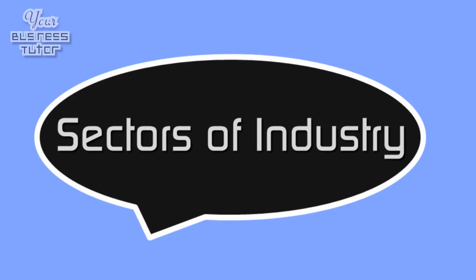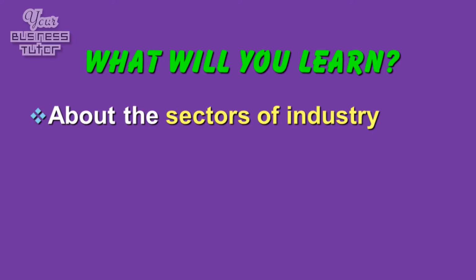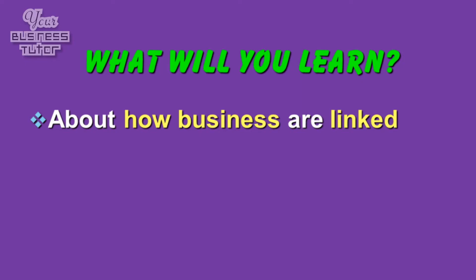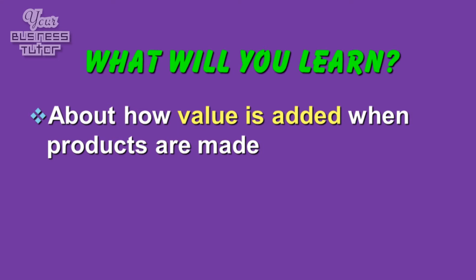So today's presentation is going to start with a really strange question, which is, how do fish fingers get onto your plate? And the simple answer to that is today's presentation, sectors of industry. So what are we going to learn in today's presentation? First of all, we're going to find out about the different sectors of industry. After that, we're going to find out how those sectors of industry are connected or linked in what's called a chain of production. And then finally, we're going to find out how value is added through that chain of production.